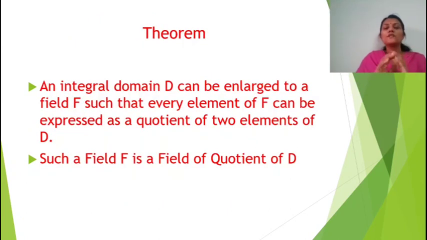Now all the steps, step 1, step 2, step 3 and step 4 together, we can form into a theorem. The theorem is: an integral domain D can be enlarged to a field F such that every element of F can be expressed as a quotient of two elements of D. Such a field F is a field of quotients of D.